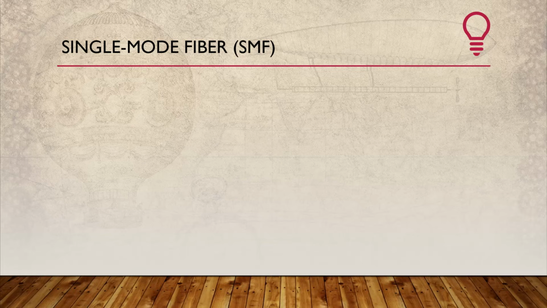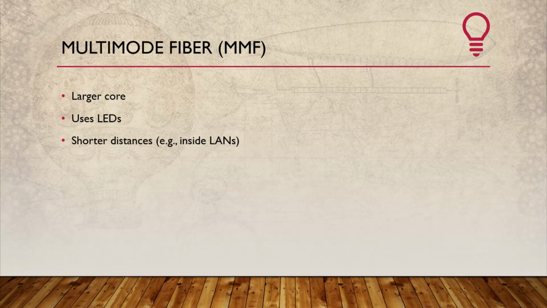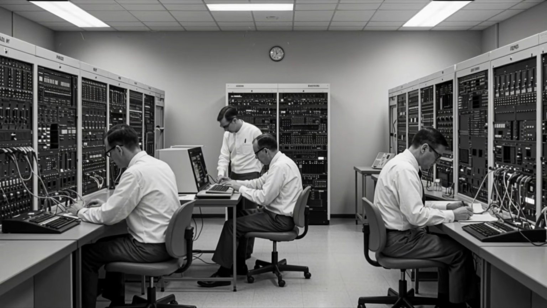You have two modes. Single mode fiber, SMF, has a small core, uses lasers, and goes long distances between cities. And then you've got multi-mode fiber, MMF, which has a larger core, uses LEDs, and is for shorter distances inside LANs. Understanding the TCP/IP protocol suite.